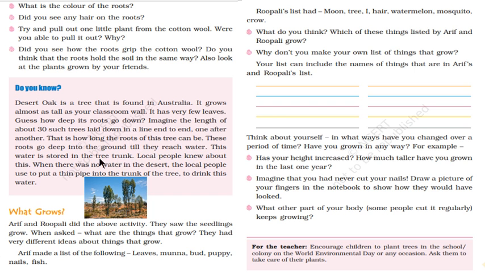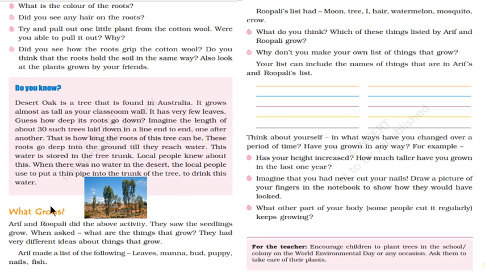These roots go deep into the ground till they reach water. This water is stored in the green trunk. Local people knew about this, and when there was no water in the desert, the local people used to put a thin pipe into the trunk of the tree to drink this water. And this is the plant of a desert oak, an Australian tree.